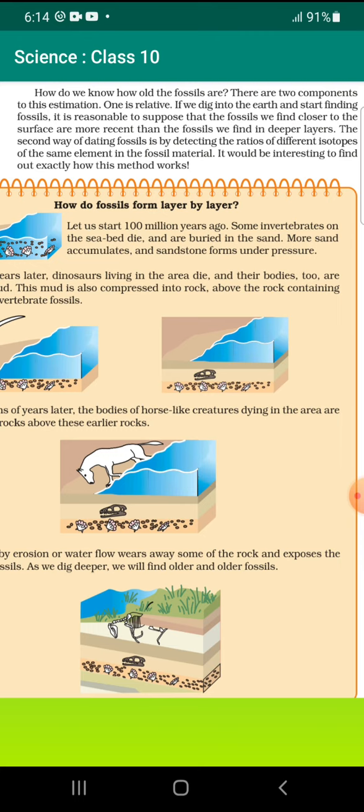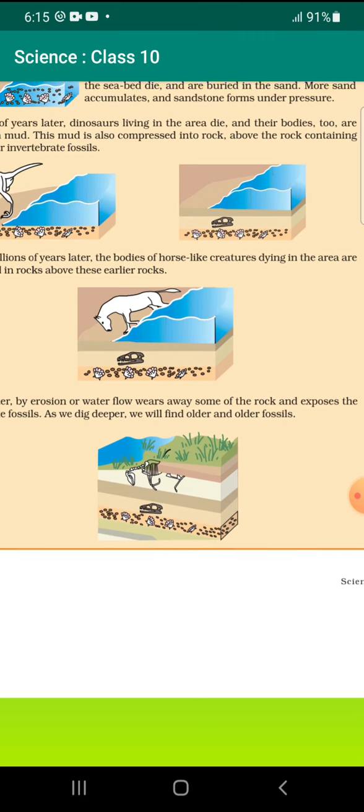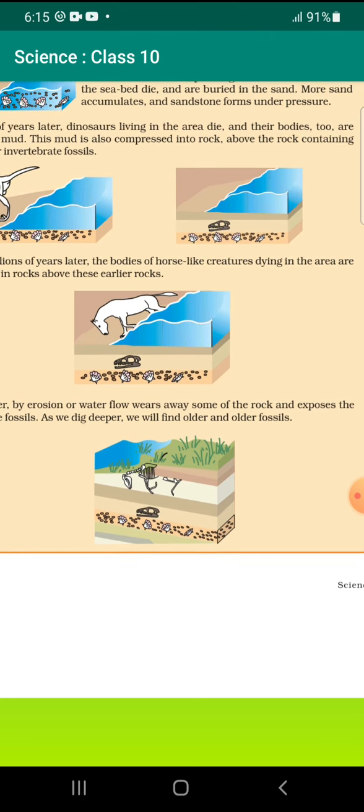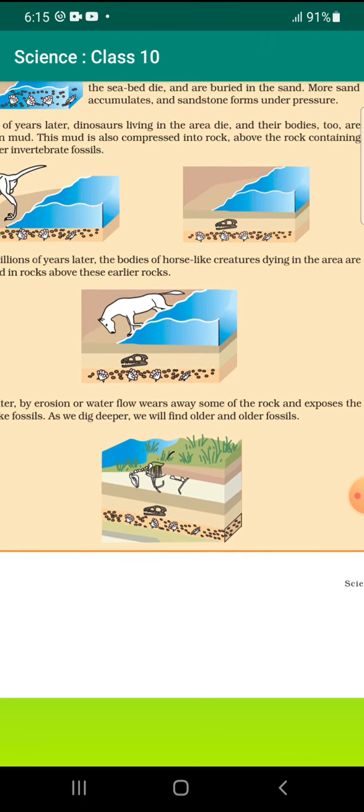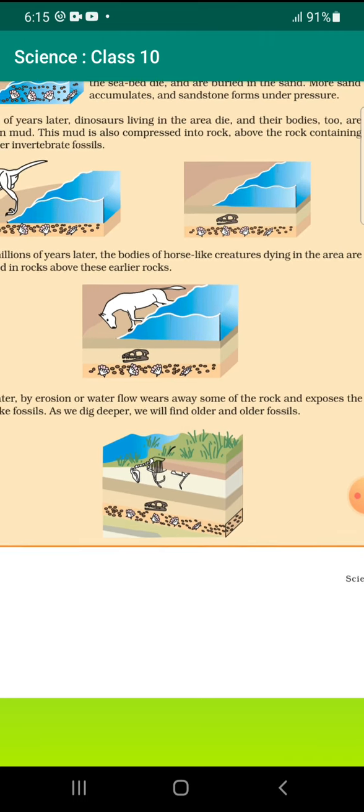It would be interesting to find out exactly how the method works. How do fossils form layer by layer? Let us start 100 million years ago. Some invertebrates on the seabed died and were buried in sand. More sand accumulates and sandstones form under pressure.